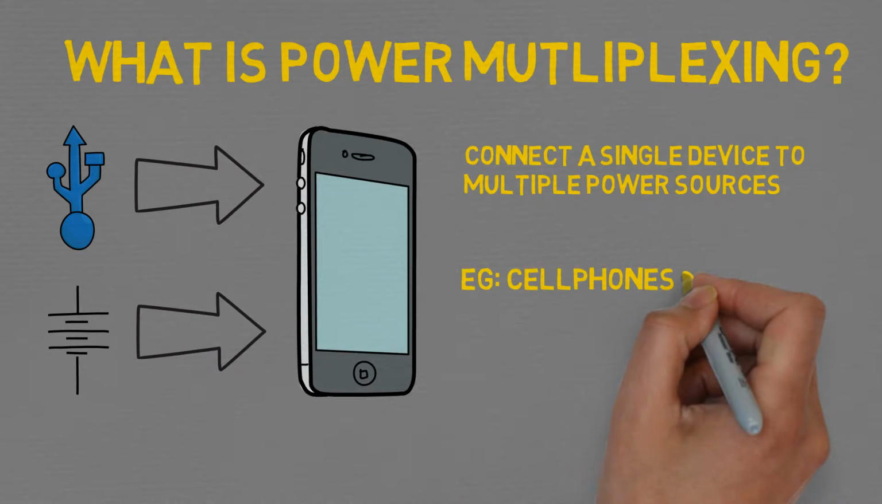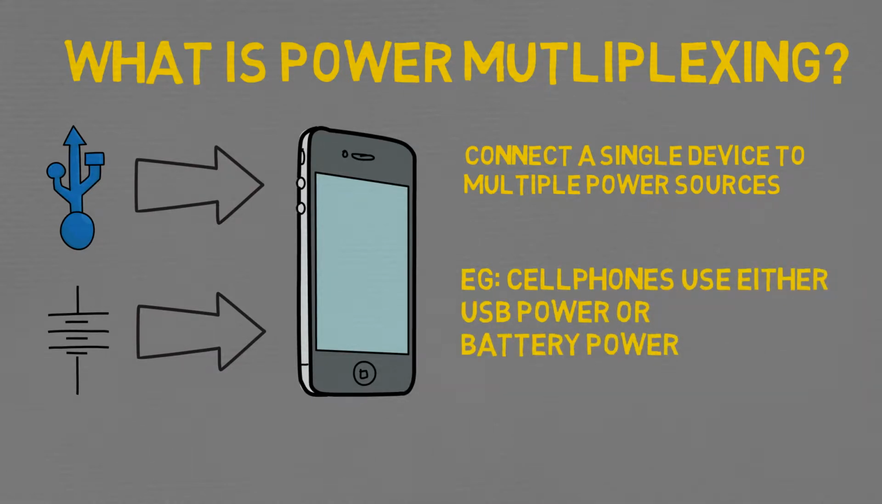However, if the battery and USB supplies were connected directly, the USB voltage would be too high for the cell phone battery and damage it. We can use power multiplexing to power a device without shorting our supplies together.